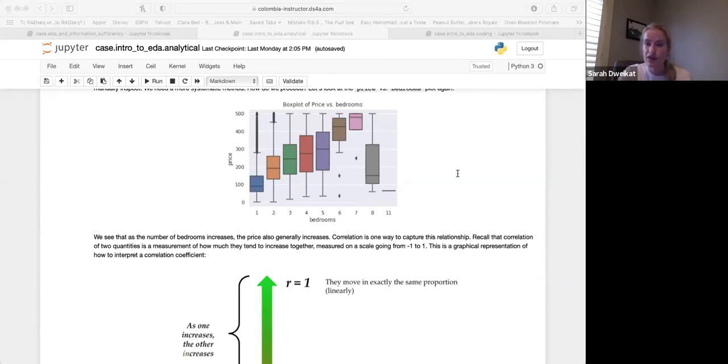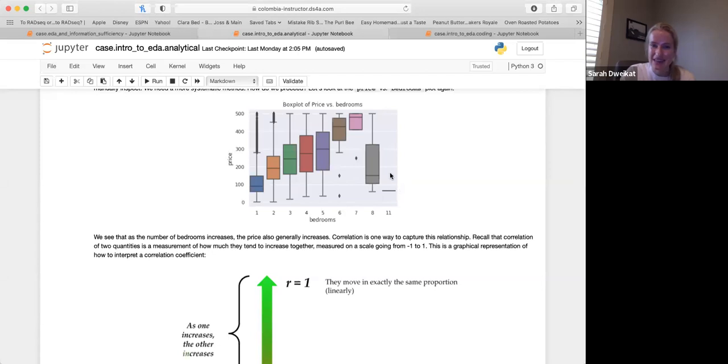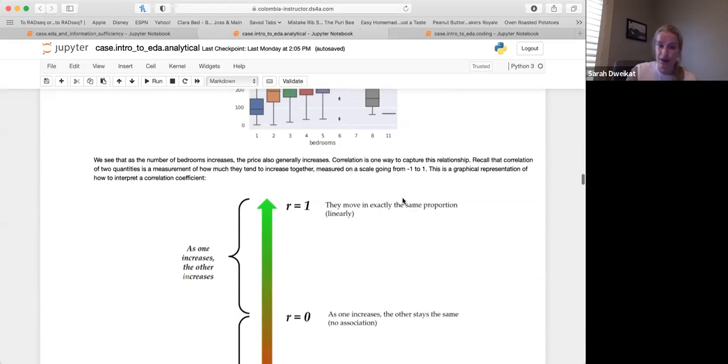And so the strength, there's a good comment about, does that include the 8 and 11? And so you'll see that your data affects the strength of your correlation. So let's talk about that.